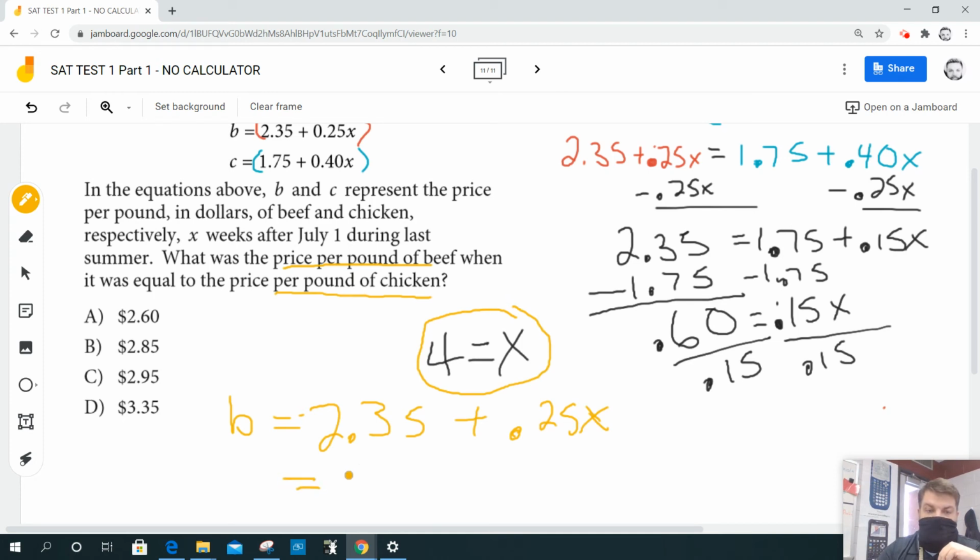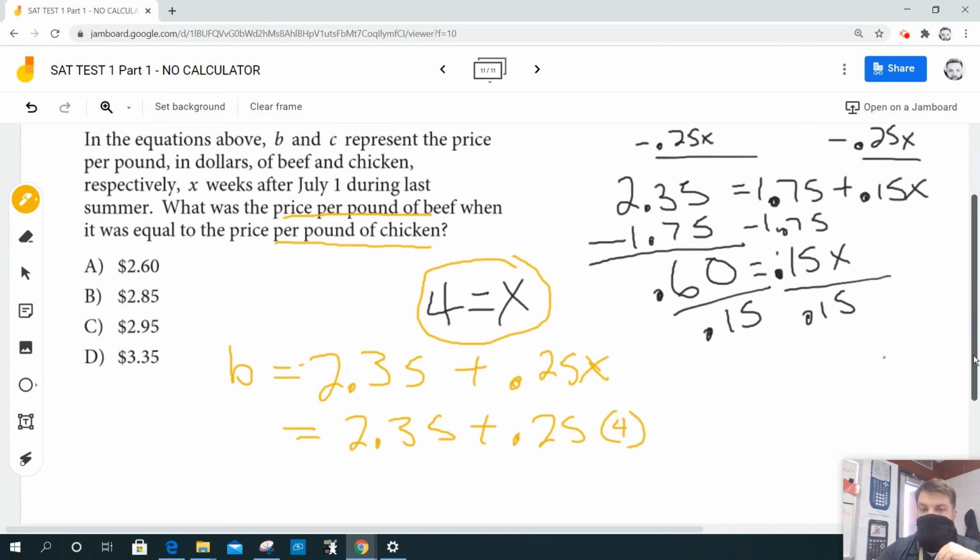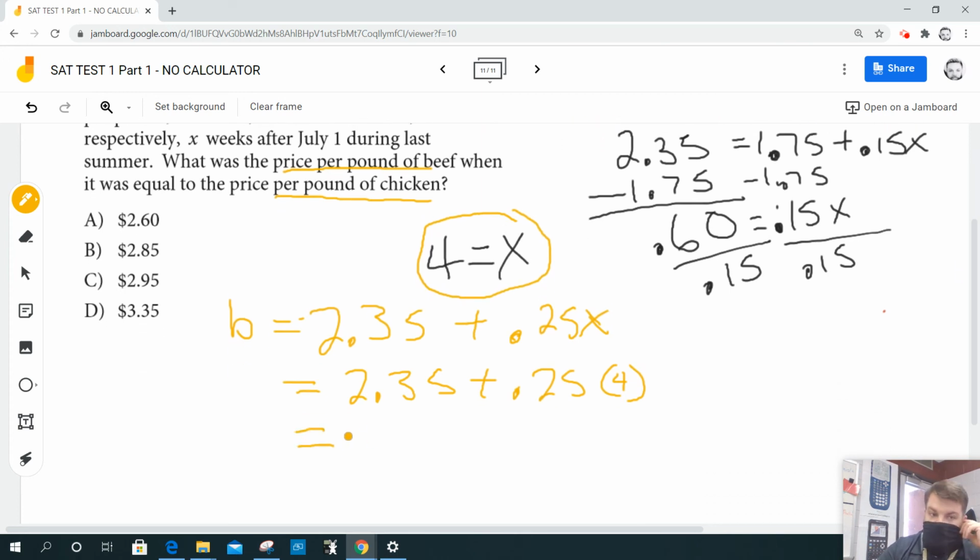So what I'm going to do is I'm going to say 2.35 plus 0.25 times the quantity x, which we know is 4. When x equals 4, they equal each other. So then 2.35 plus, if I have 4 quarters, what do they equal? $1, right? So what's $1 plus 2.35?